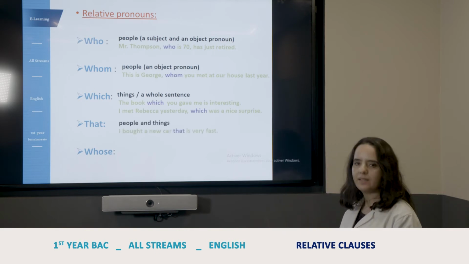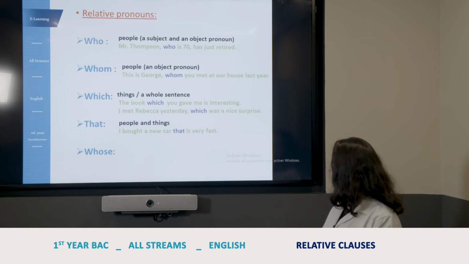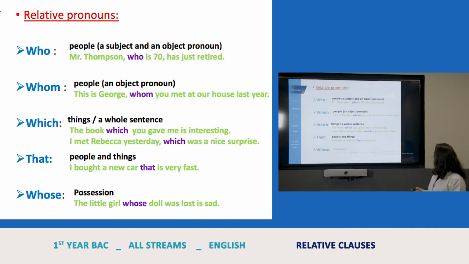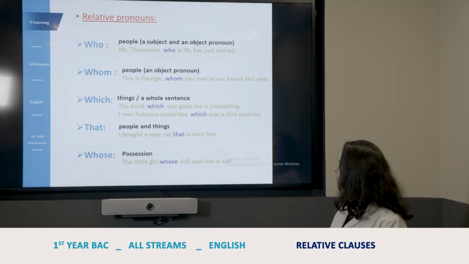That refers to people and things. For example, I bought a new car that is very fast. Okay, so here that refers to car. And whose refers to a possession. For example, the little girl whose doll was lost is sad. So with whose here we're talking about the girl's doll.